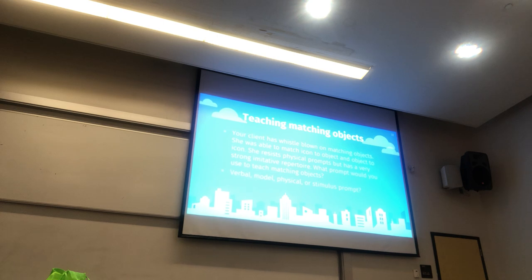That's a good point. And then someone said stimulus. What would you do with the stimulus fading? Or the stimulus prompt? I mean, you could do like a position where the correct object is closer to them. So it's easier to reach and then fade it in line with all the other objects. Yeah, those are both really good answers.